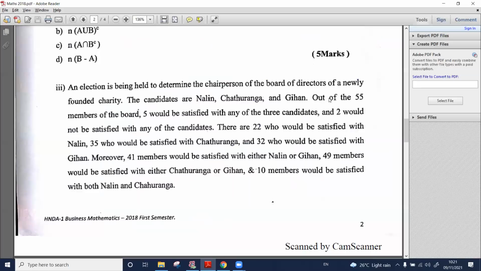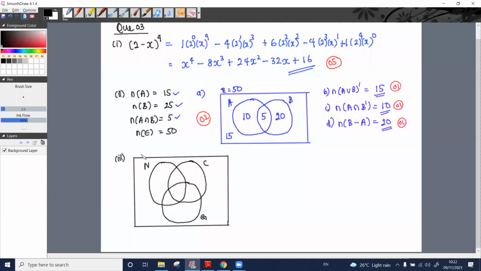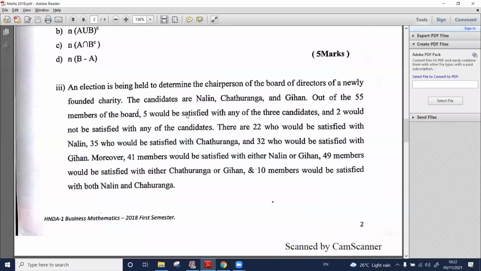So what are the information they have provided? Out of the 55 members of the board, it means here it is 55. Total number of elements, 55.